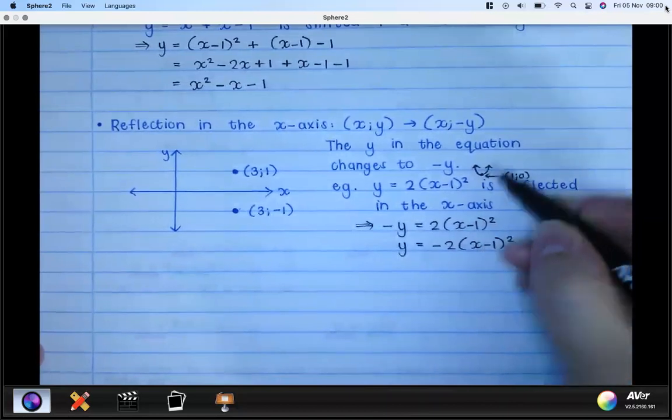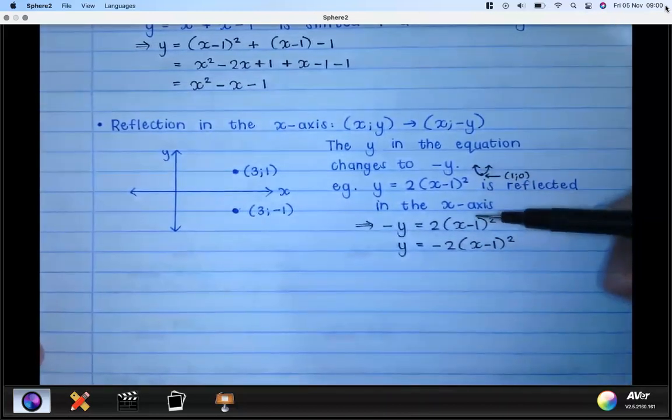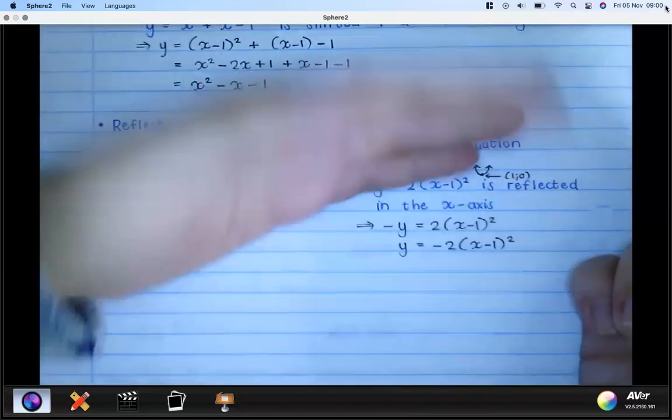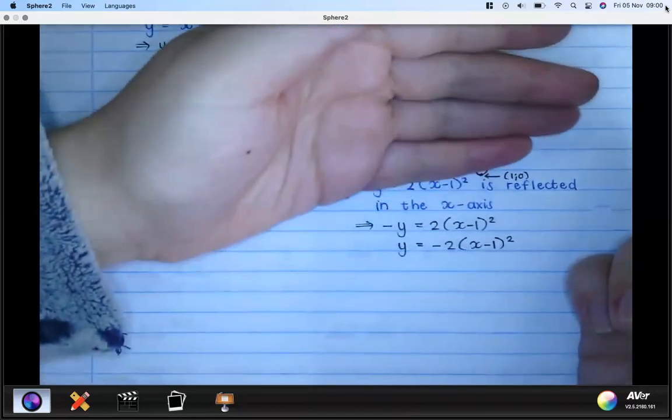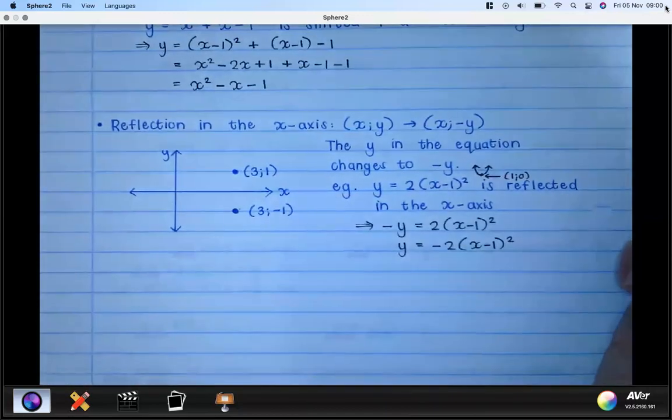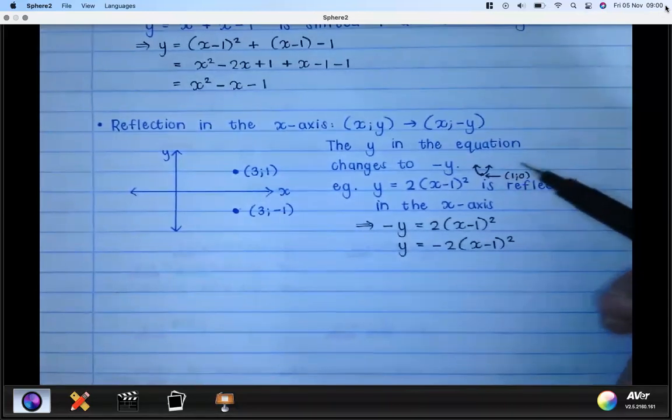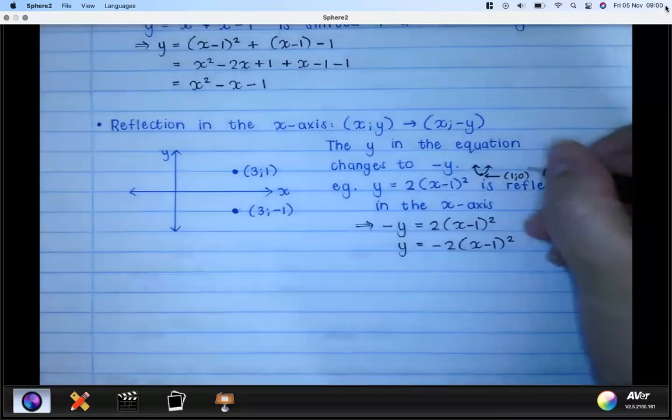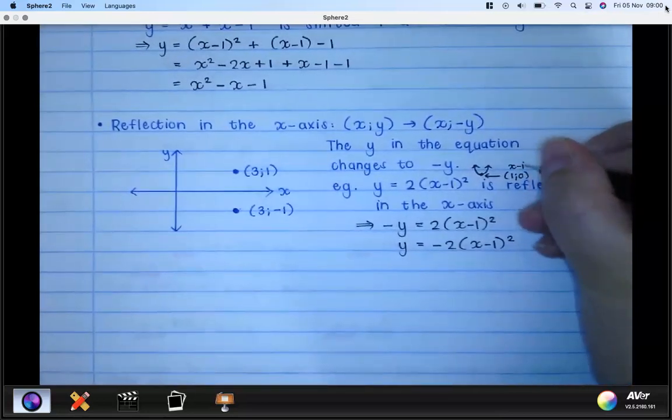Now, if you take this graph and you reflect it in the x-axis, it's going to flip. It's going to change from being an upwards facing parabola to being a downwards facing parabola. Now, guys, the point 1, 0 is on the x-axis. All right, this is an x-intercept. Point 1, 0 is on the x-axis.